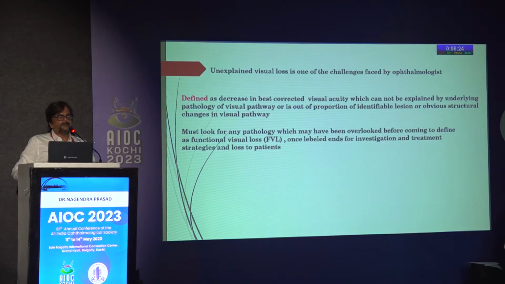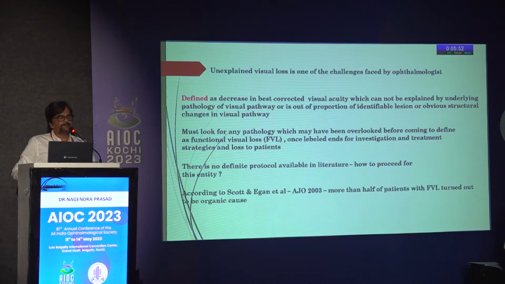So before diagnosing a case of functional visual loss, you must look for pathology, because once you label it as functional visual loss, all investigation ends and the treatment strategy is lost to the patient. So you have to carefully look for any pathology, ocular or non-ocular, before labeling it as functional visual loss. And I don't know, there is no definite protocol available in the literature on how to proceed for this entity.